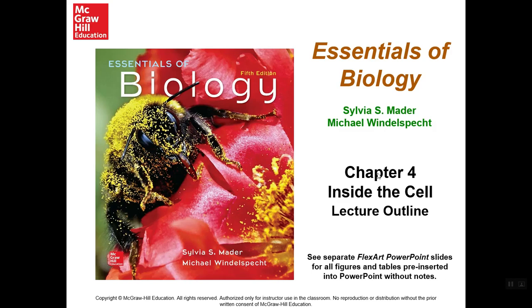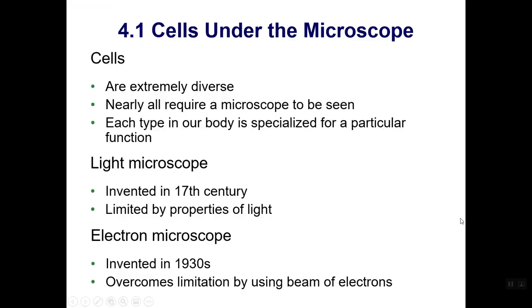So chapter 4 again covers cells. And so 4.1 is cells under the microscope. Cells are studied using microscopes because they're really small. Cells are not able to be seen with the naked eye. They're very diverse. They look very different from cell type to cell type, but they're all very small.